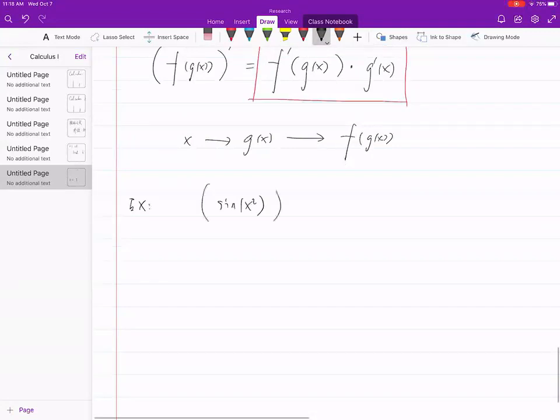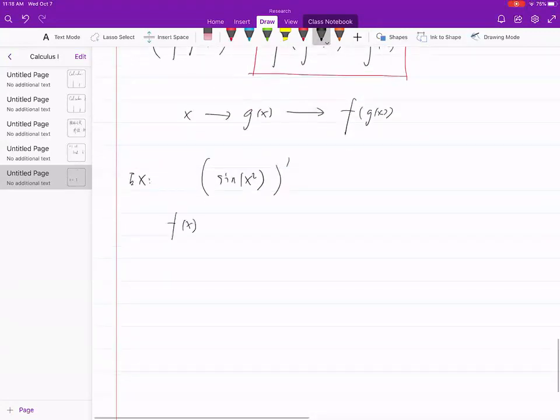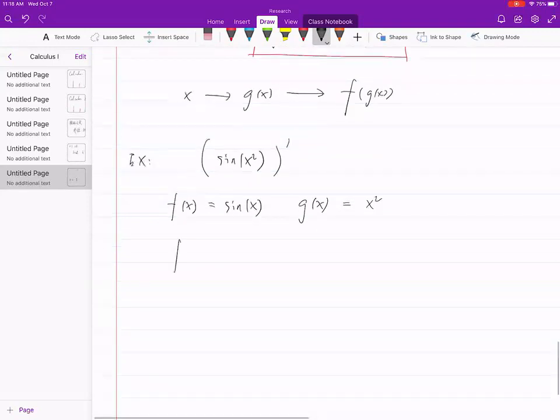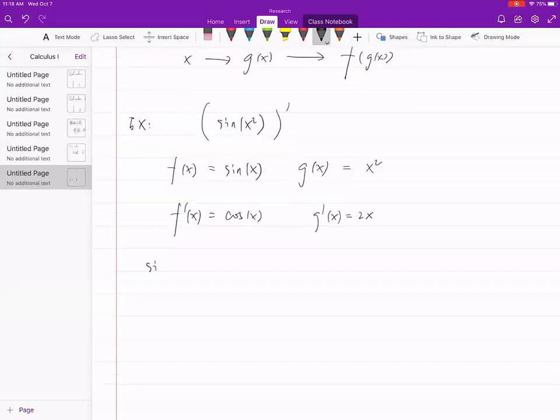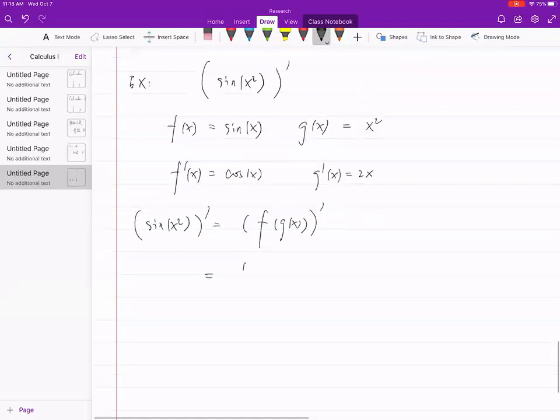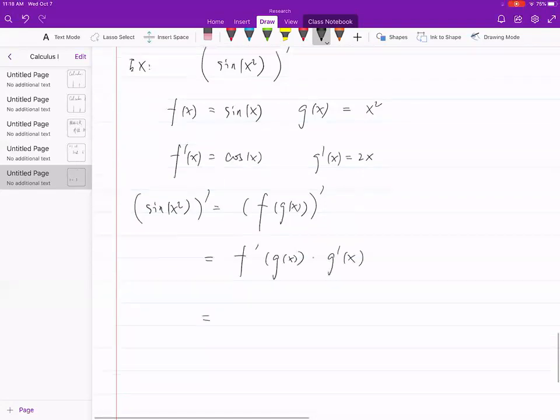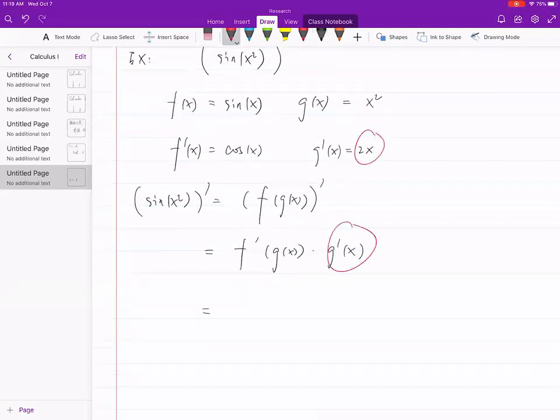Of course, we can follow the formula. f of x is this. g of x is clearly this, sin x. f prime is this. g prime of x is this. Now sin of x squared is nothing but f of g of x, so its derivative is f prime of g of x times g prime of x. g prime of x is just this. Easy.